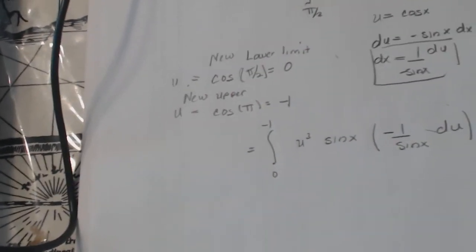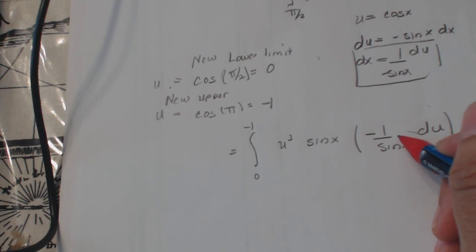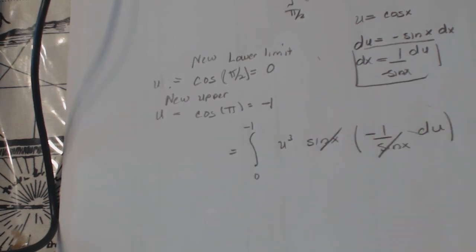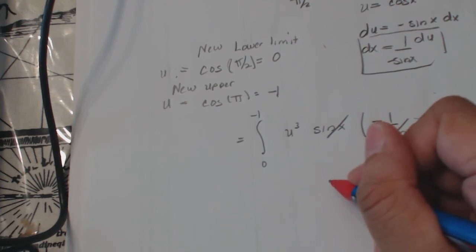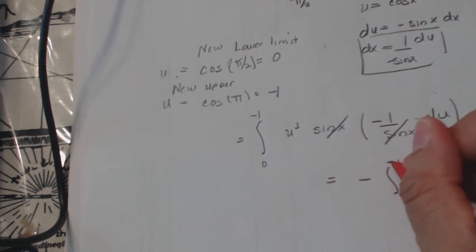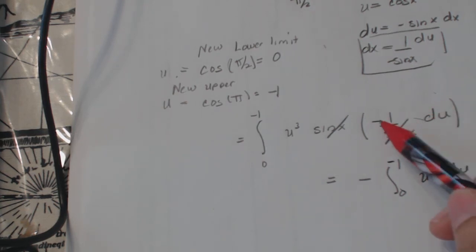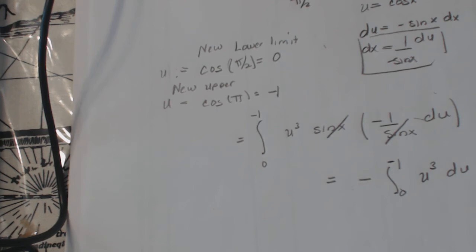And nothing works like this in real life, but this is a cooked problem from a textbook, actually from the internet. So I can cancel those. Nothing is ever canceled for me in real life. So I get minus the integral from 0 to minus 1 of u cubed du. And all I did is I pulled this minus sign out in front.